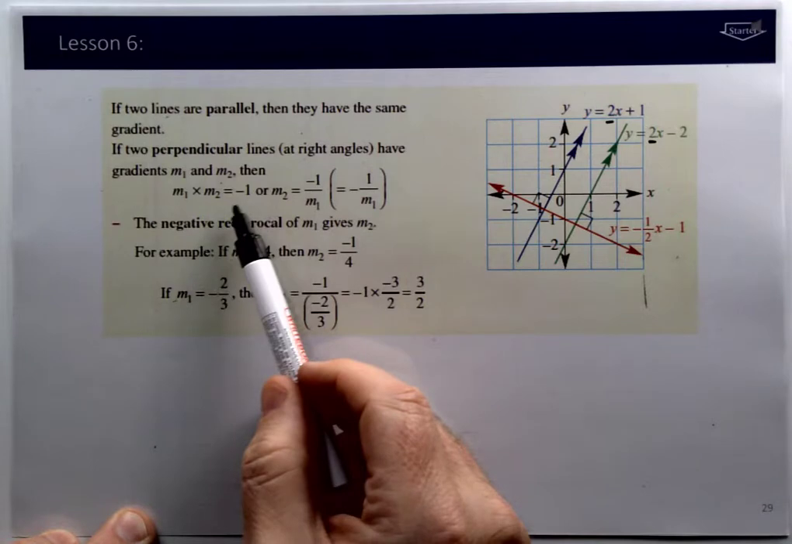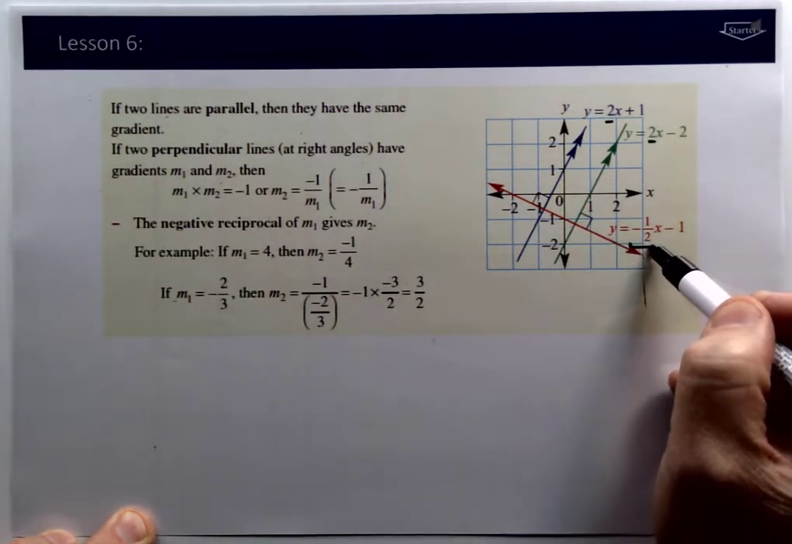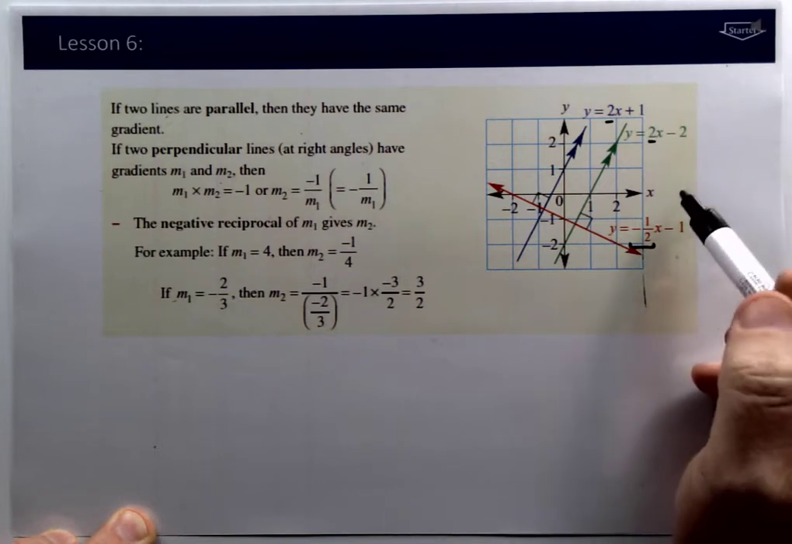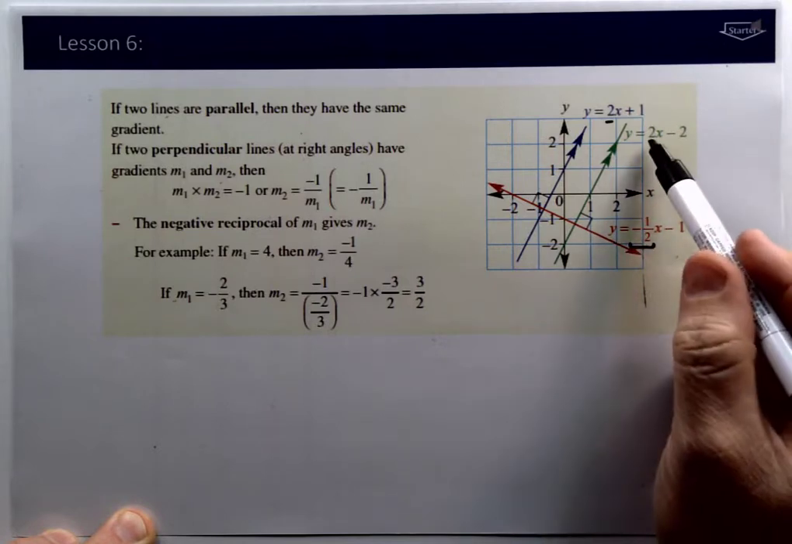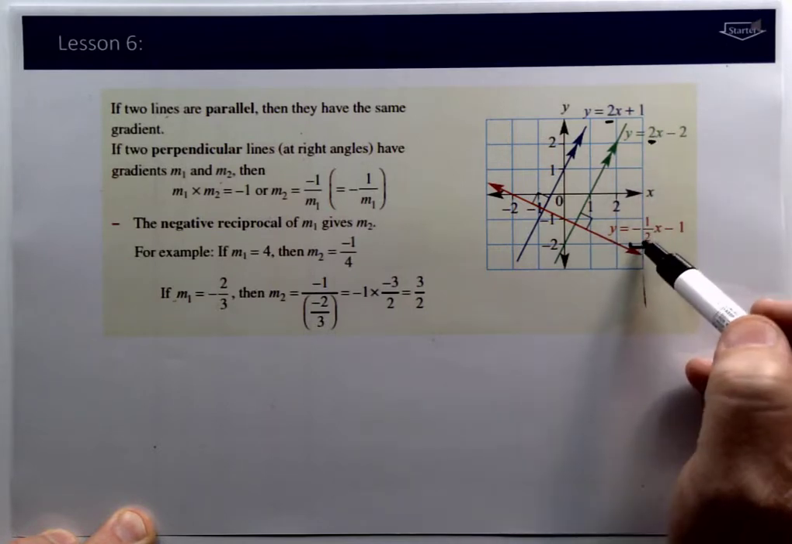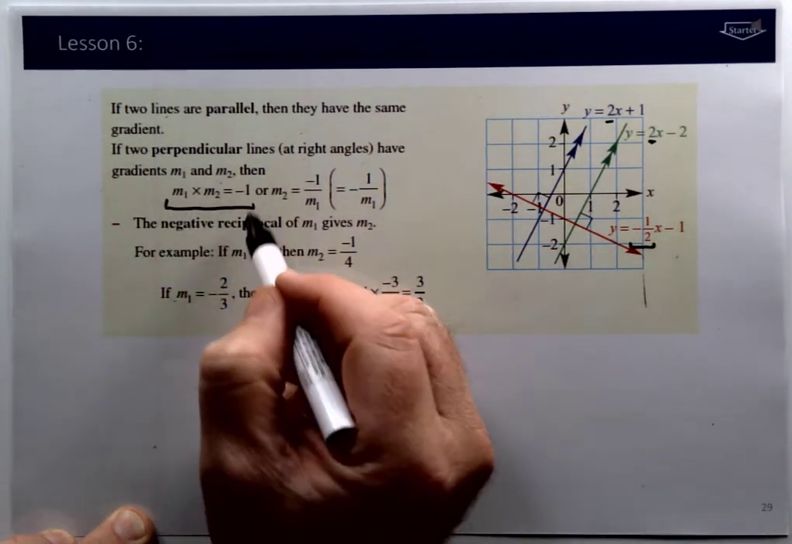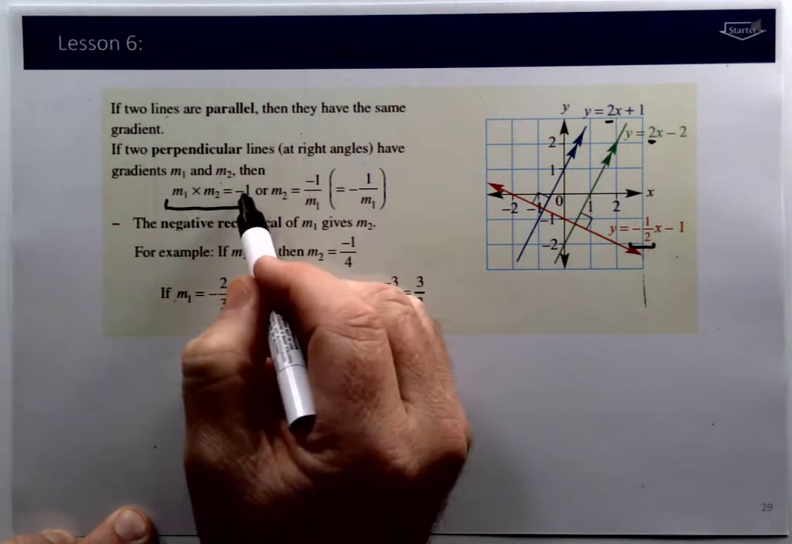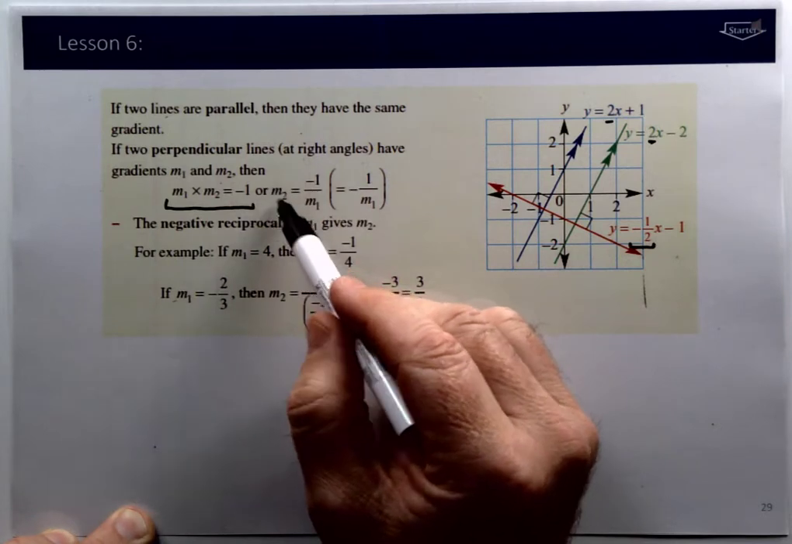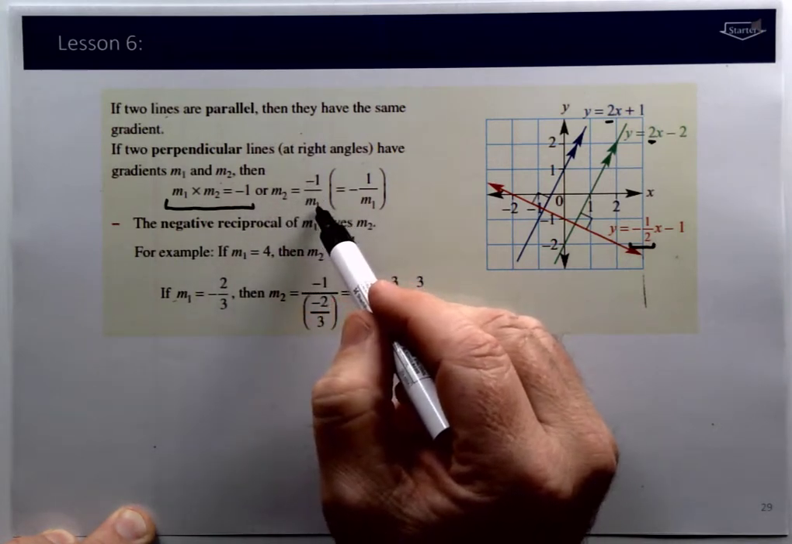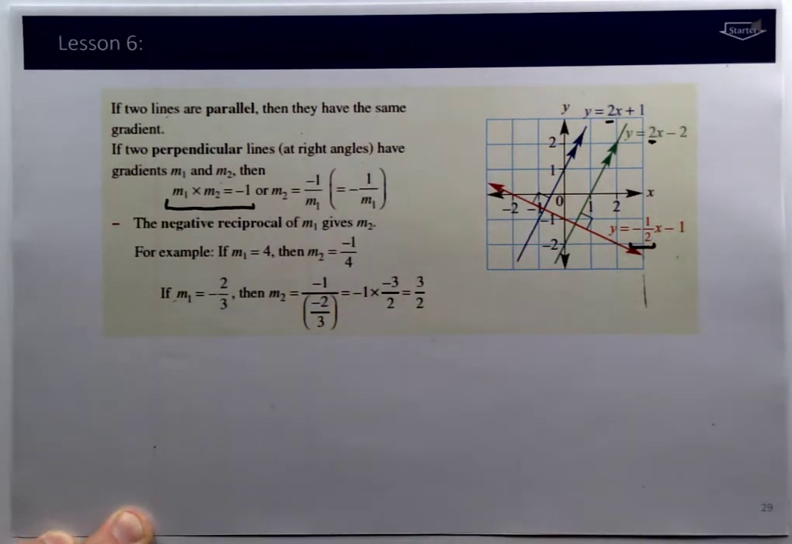Now for perpendicular lines, say for instance this other line, y is equal to minus a half x minus 1. What actually has to happen is that the product of their gradients has to be equal to minus 1. So if we go 2 times minus a half, we'll get minus 1. So we can either say that the product of the two gradients is minus 1 if they're perpendicular, or we can rearrange that to say that one of them is minus 1 over the other gradient. That's what we call the negative reciprocal of the number.